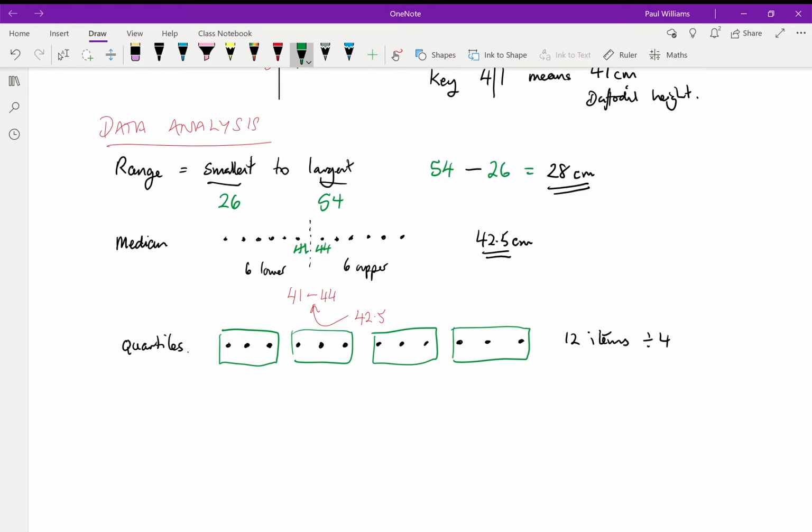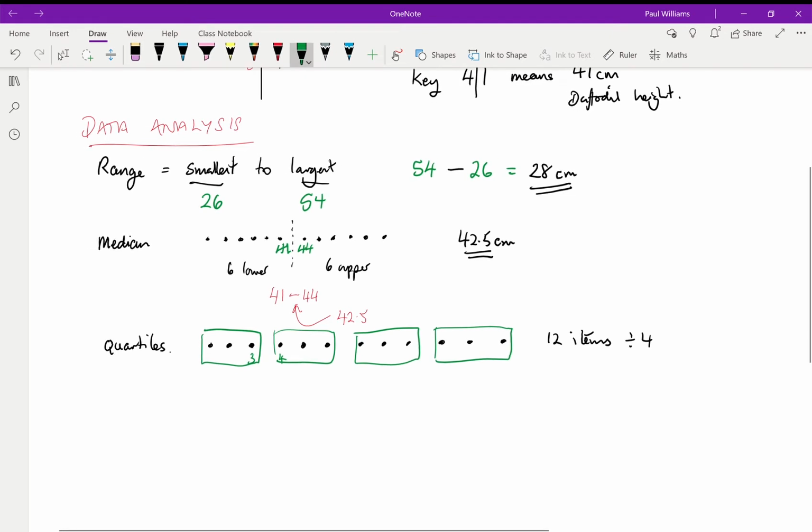So this is the third item, and that's the fourth item. And I need to know what value goes right here. That's the lower quartile. And which value goes right here? That's the upper quartile. So that's between the 9th item and the 10th item.